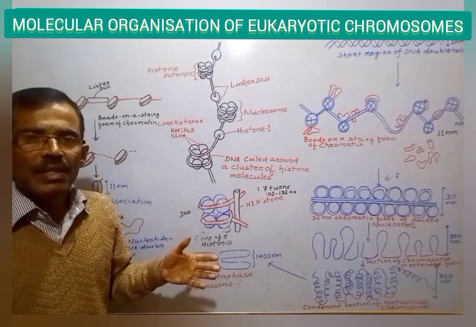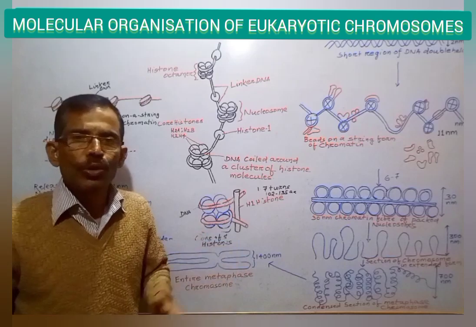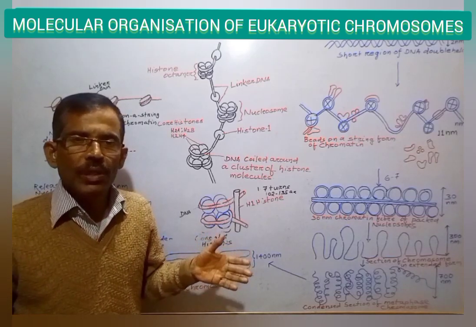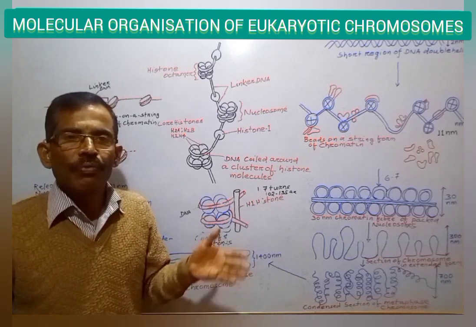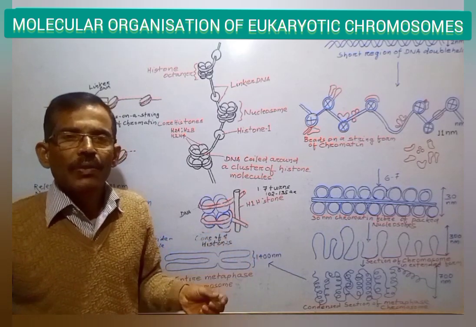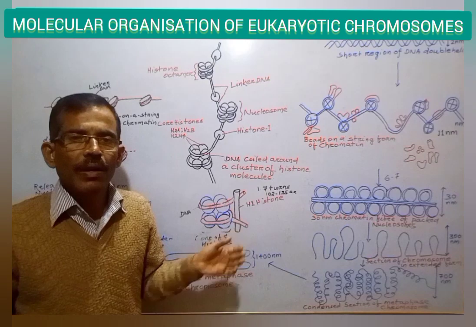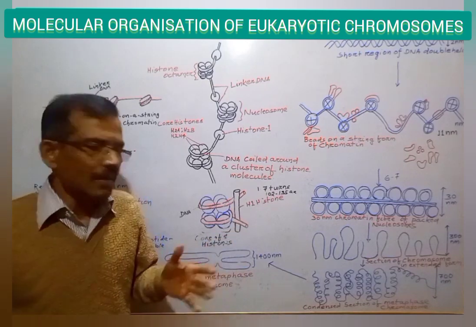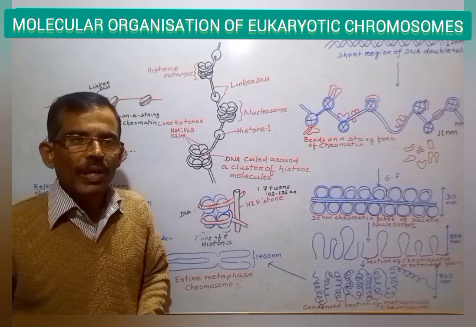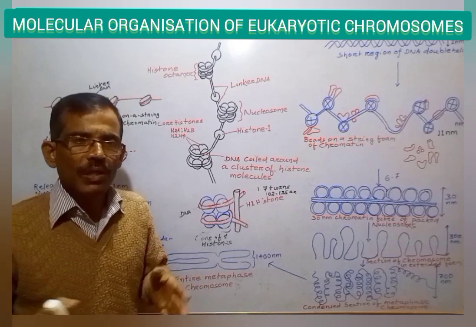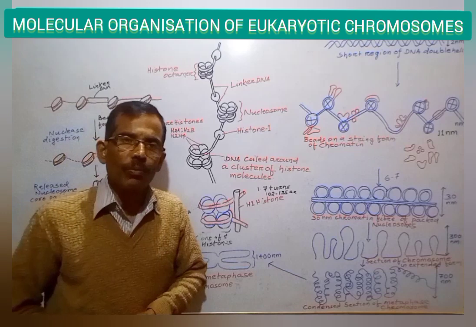So the packaging of DNA into chromosomes is a wonderful process in which proteins successively coil and force DNA into higher and higher levels of organization. As a result, rod-shaped chromosomes are formed. So friends, this is all about the ultrastructure of the eukaryotic chromosome.